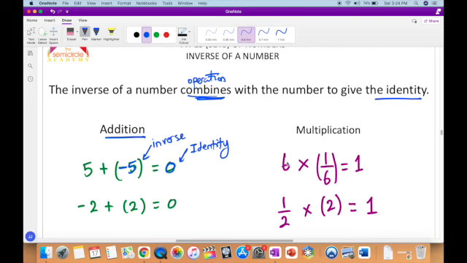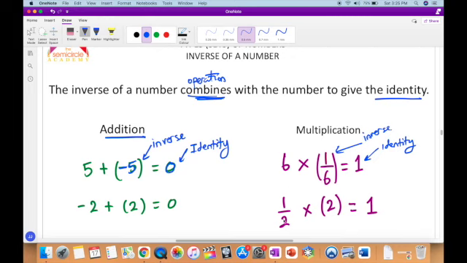But for multiplication, it's not about the sign, it's about fractions. Because if I take 6 multiplied by 1/6, I will get 1. So 1 is the identity for multiplication, and therefore this 1/6 is the inverse. So 1/6 is the inverse of 6 for multiplication. For addition, -6 would be the inverse of 6.